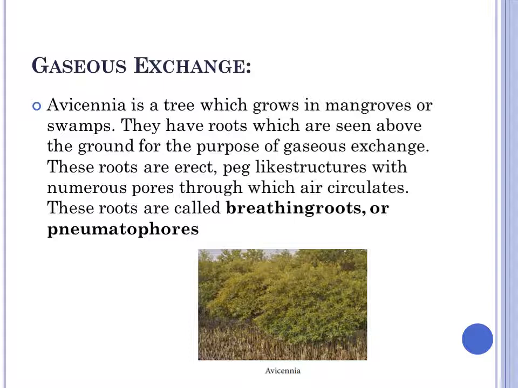Gaseous exchange. Avicennia is a tree which grows in mangroves or swamps. They have roots which are seen above the ground for the purpose of gaseous exchange. These roots are erect, peg-like structures with numerous pores through which air circulates. These roots are called breathing roots or pneumatophores.